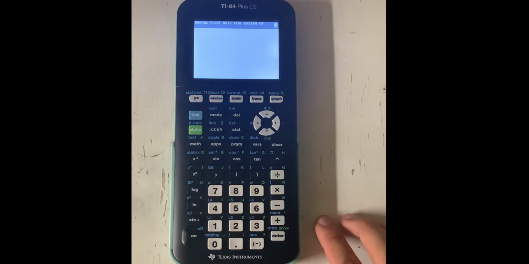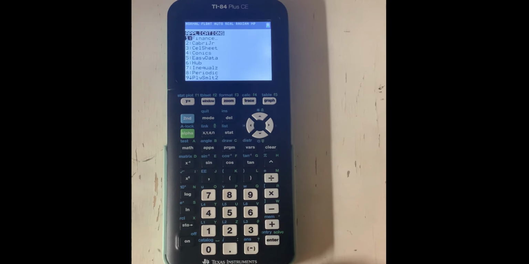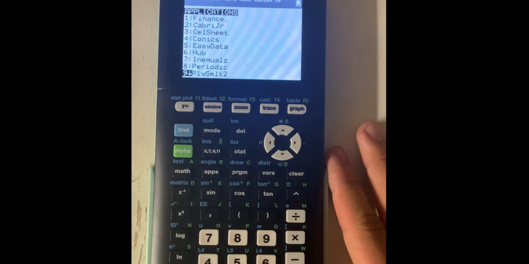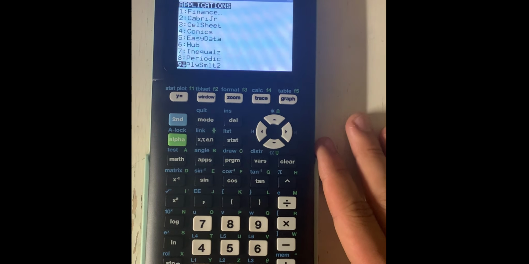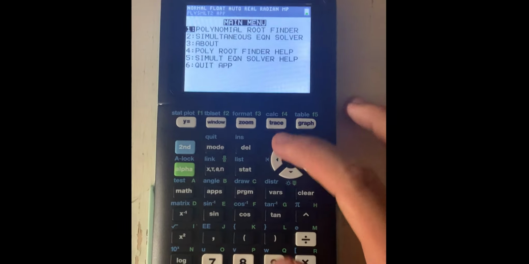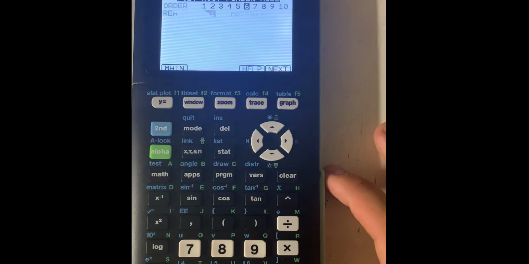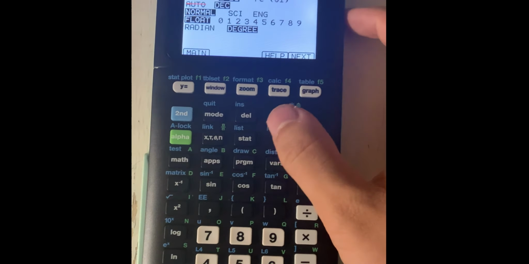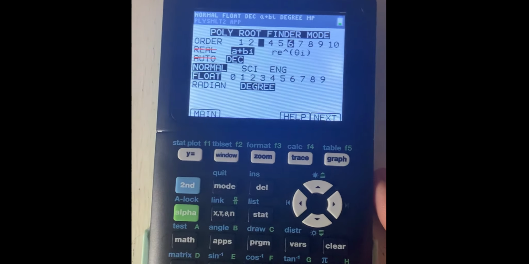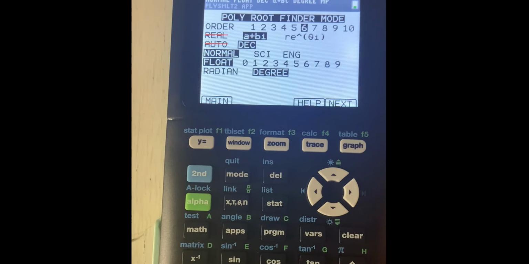You're going to go on your TI-84 and press apps. Then you're going to go all the way down to number 9, which is PlySmlt 2. You're going to click on that. And then you can click on 1, Polynomial Root Finder. In this case, we want to solve a polynomial with degree 3, right? Because 3 is our highest exponent in this polynomial.